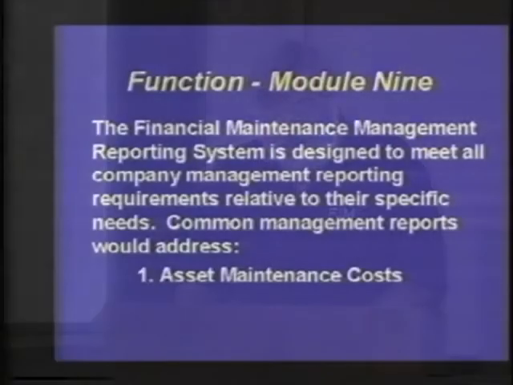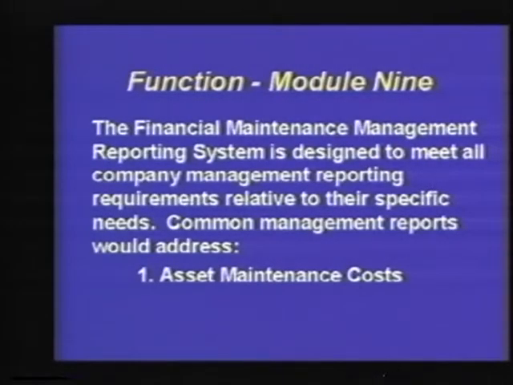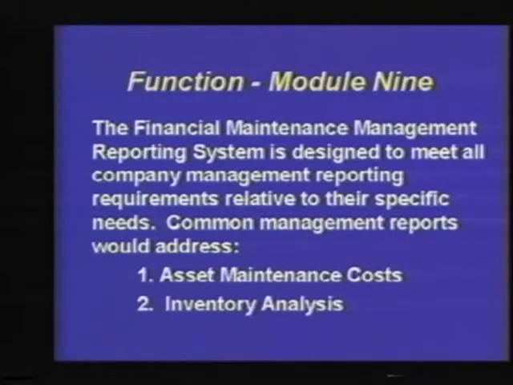So the first item is the asset maintenance costs. In other words, what does it cost me to maintain each and every asset in the organization? Item 2 is inventory analysis. Now that's a very broad and general term. Here we can look at inventory turnover, we could look at inventory investment, we could look at the inventory reduction through vendor stocking programs and other related analyses. And these we are defining in this particular section.